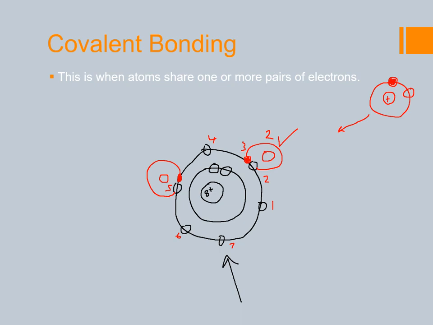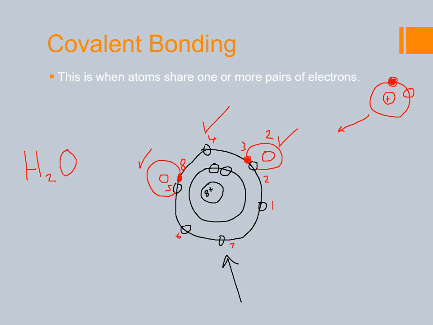And now we have that magic 8th electron around the outside shell of the oxygen, and we also have 2 electrons on this hydrogen. So we've got 8 around the outside of the oxygen, 2 around the outside of the hydrogen, and 2 around the outside of this other hydrogen, which means that all of those atoms are really happy because they've got full outer shells. And what you've got there is H2O.